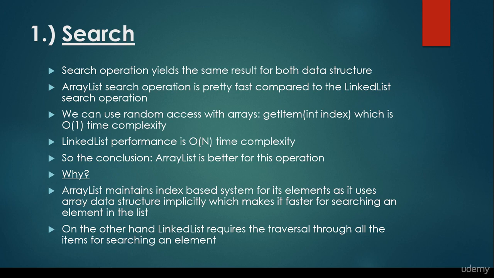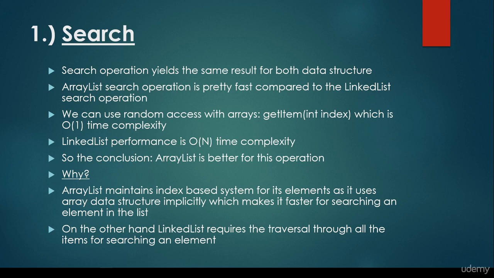So if we are looking for something, it's going to return the value if the given data structure contains this given value, or otherwise it's going to return null, for example. ArrayList's search operation is pretty fast compared to linked list search operation because we can use random access for arrays. So the get item is going to be very fast because we can specify the index, which is going to yield O(1), so constant time complexity operation.